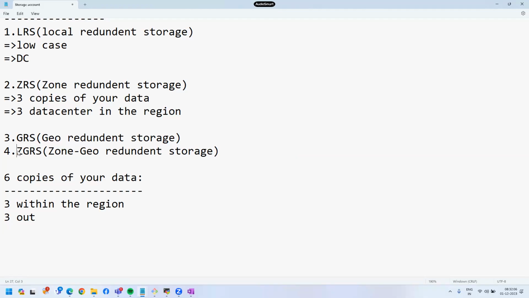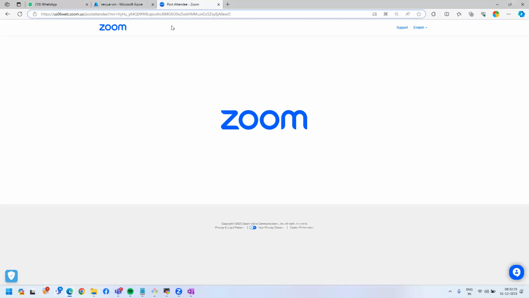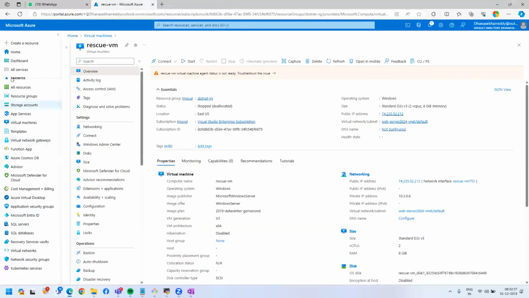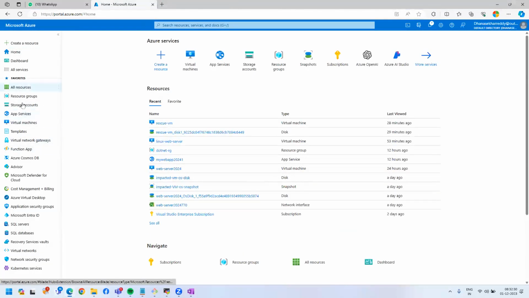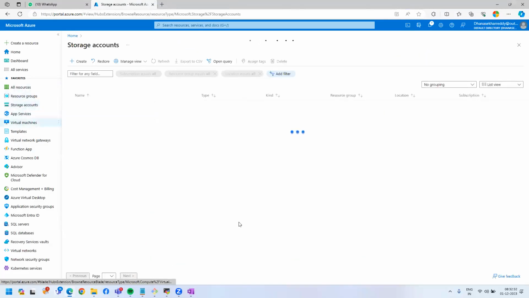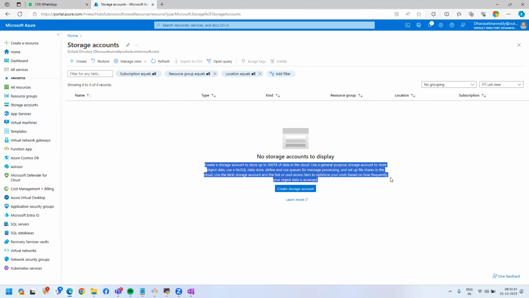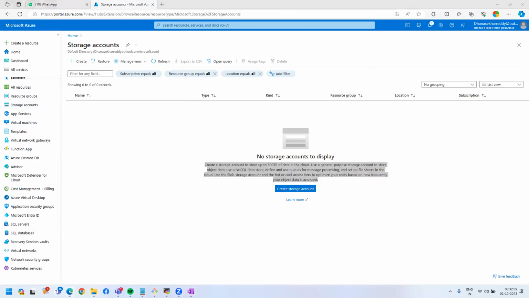Again, I am telling you, without a storage account there is no project in Azure, guys. This is one of the pillars of Microsoft Azure. From now on, whatever topic I use, the storage account will be mapped. So now, go to your Azure portal. On the left side, there is an option called storage account. See, guys, it is giving some information. I will always try to use this one.